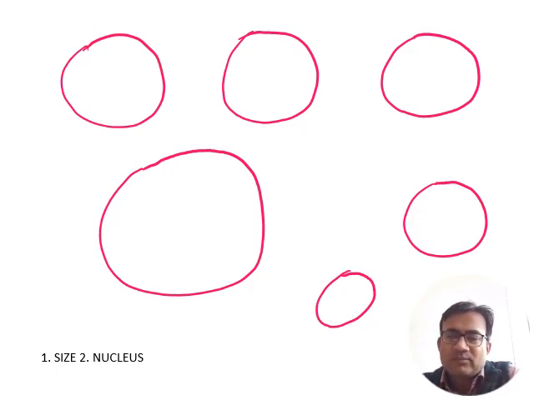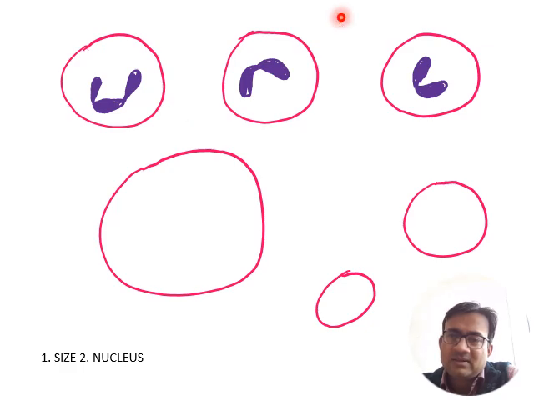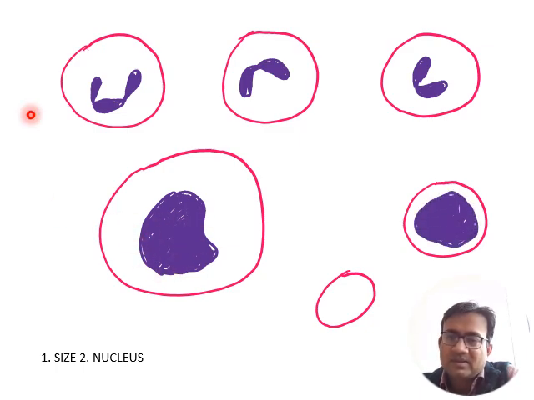What is the next point by which you can differentiate? The next point is the nucleus. Just see, initially I have drawn in this cell a 3-lobe nucleus, or you can say a multi-lobe nucleus. Then here I have drawn only 2 lobes of nucleus. Here again only 2 lobes. Now here there is a big nucleus with no lobes. And here again the nucleus is big, again with no lobes.